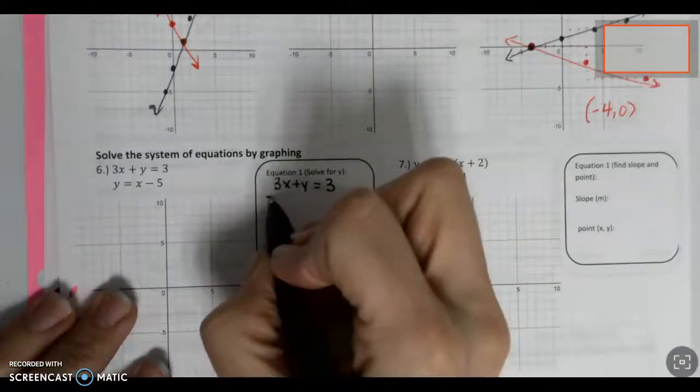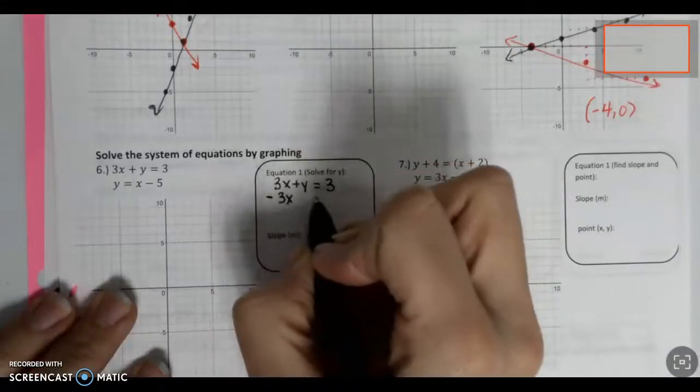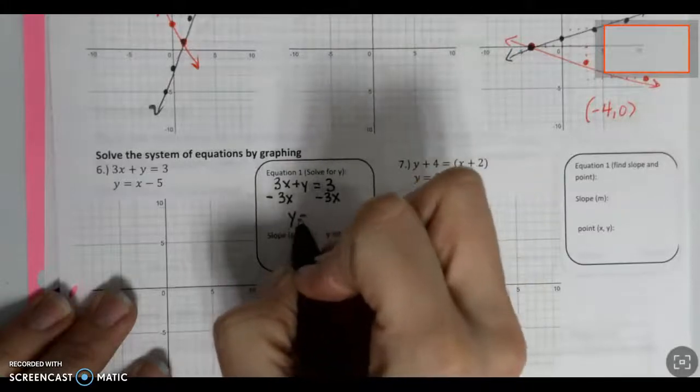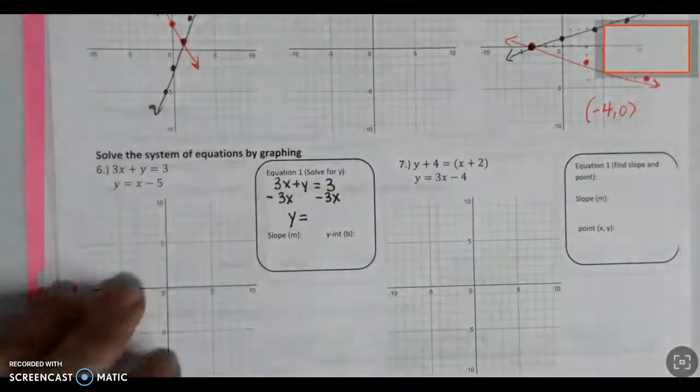I'm going to subtract that 3x. So y equals, yep, my negative 3x is going to be my x. Just write that part first. Don't add.